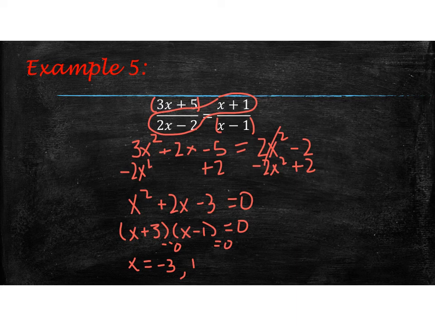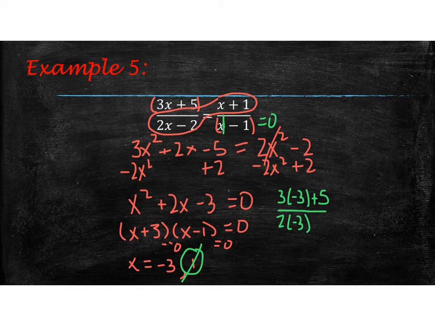Now, you do want to make sure that you substitute it back in. I notice that when I substitute in a 1 right here, that's going to give me 0 in the denominator, and that can't happen. So that's not going to work. So then the other one that I'd want to check is the negative 3. So if I do 3 times negative 3 plus 5 all over 2 times negative 3 minus 2, let's see if that equals negative 3 plus 1 over negative 3 minus 1.